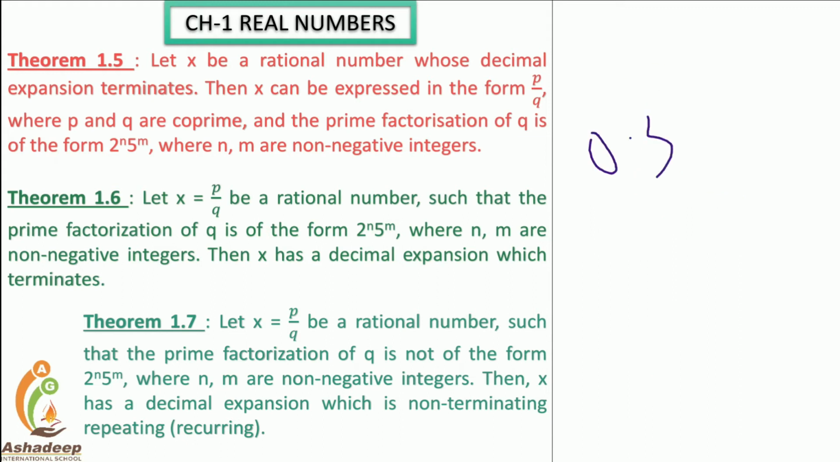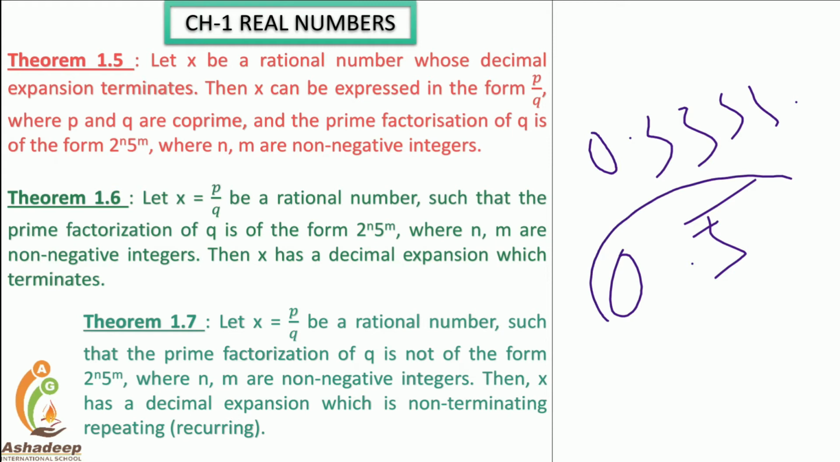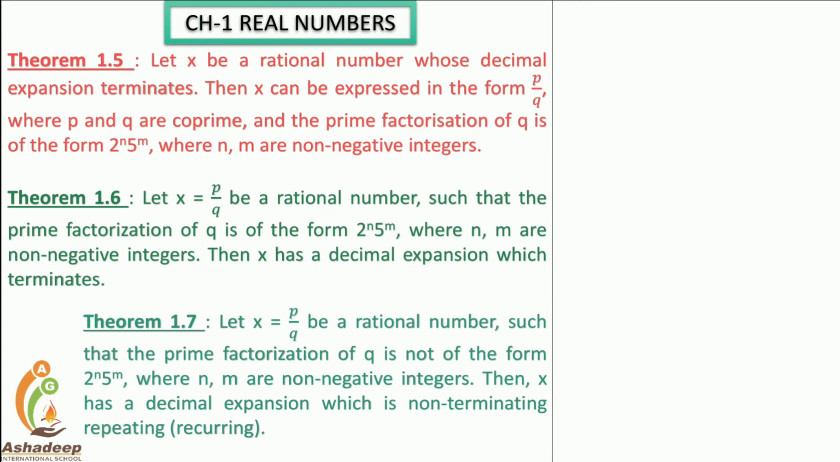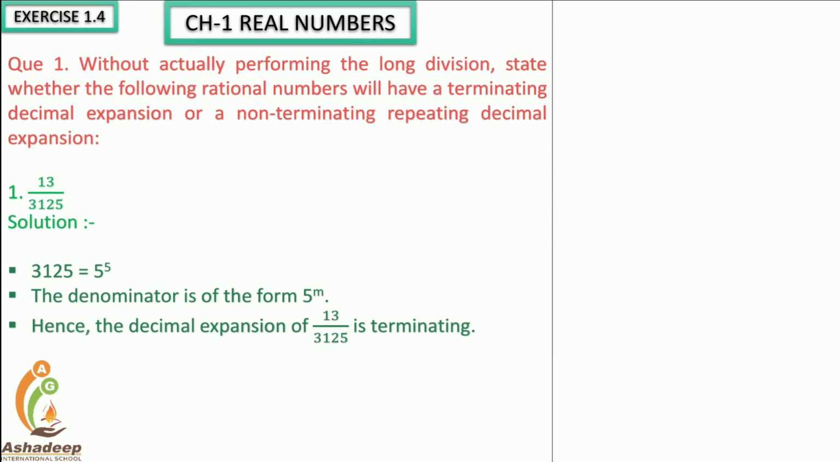What is the answer of 1 upon 3? 1 upon 3 is nothing but 0.33333 going on and on, that means 0.3 bar. So this is non-terminating recurring. This decimal expansion is non-terminating, repeating, or recurring. Now let's see exercise 1.4.